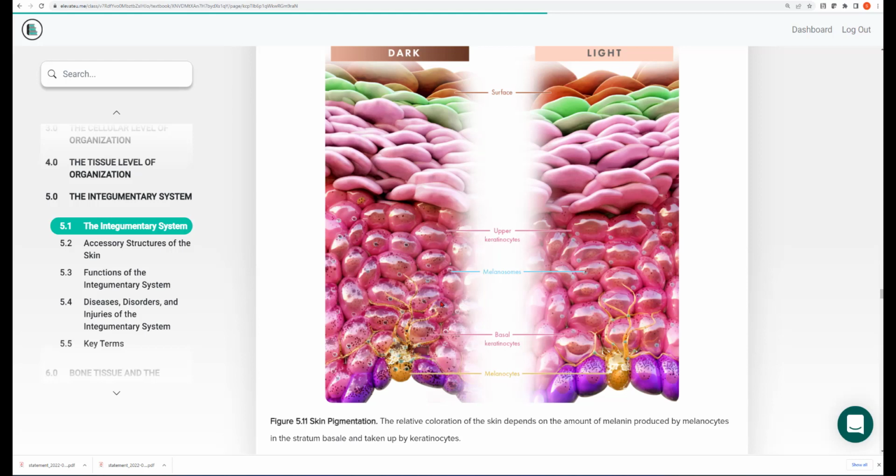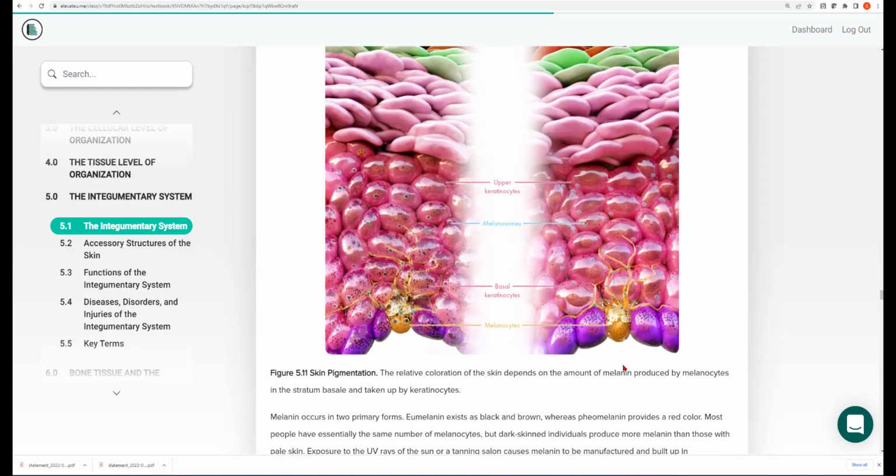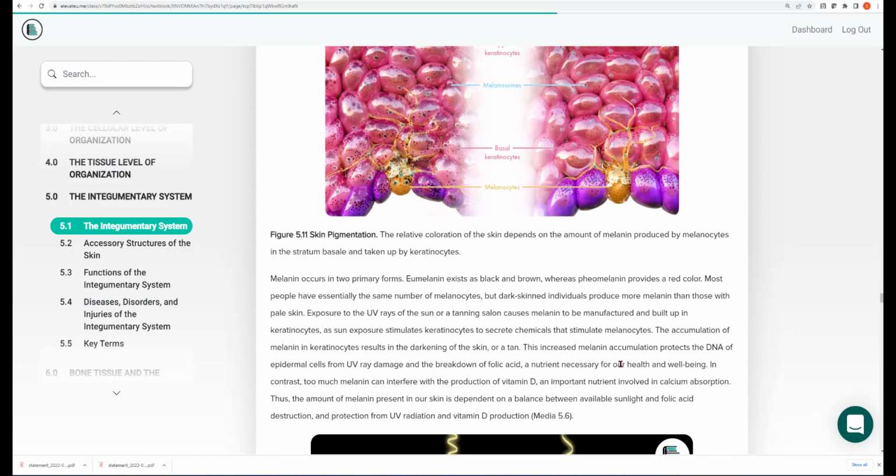So a person with a darker complexion is producing melanin of a darker color, and a person with a lighter complexion is producing less melanin and likely also a melanin that has less color in general. Again, we all have the same number of melanocytes. It's just, what are they producing? Now, this melanin, like I said before, protects us from the exposure of UV radiation.